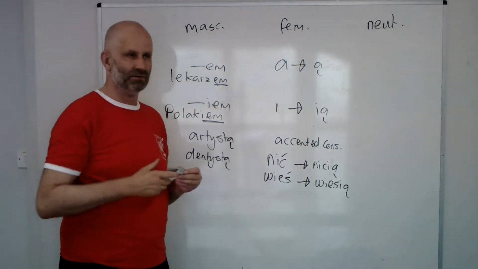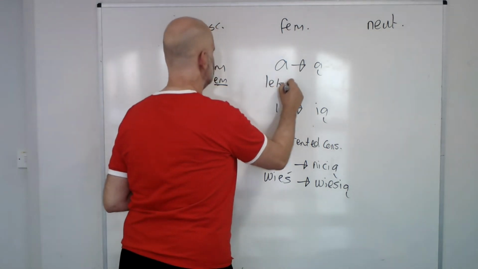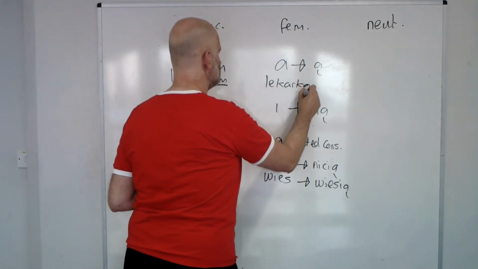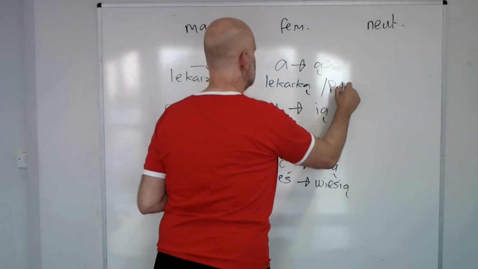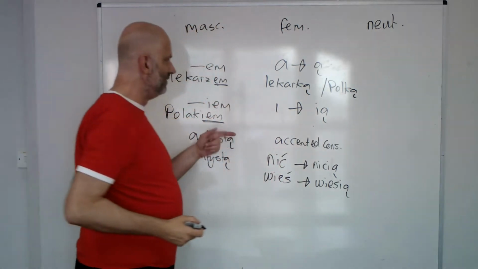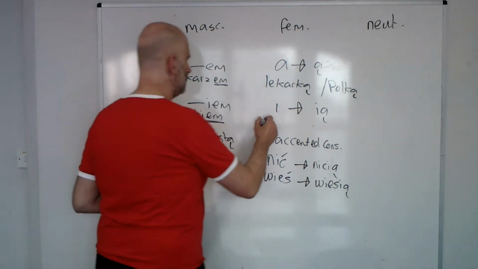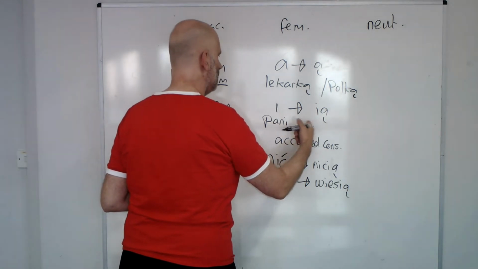Now for feminine nouns, we've seen already, like lekarka becomes lekarką, Polka becomes Polką. If the word ends with an i, like pani, then it becomes panią.